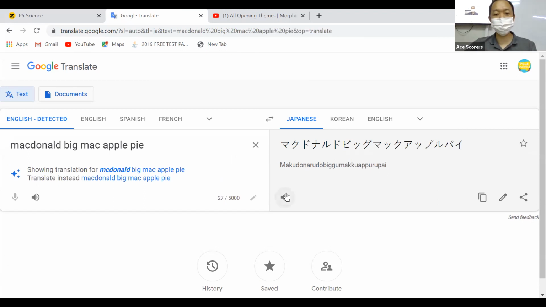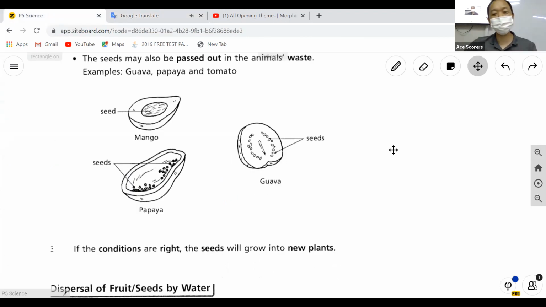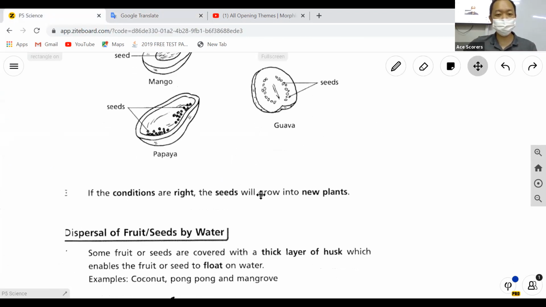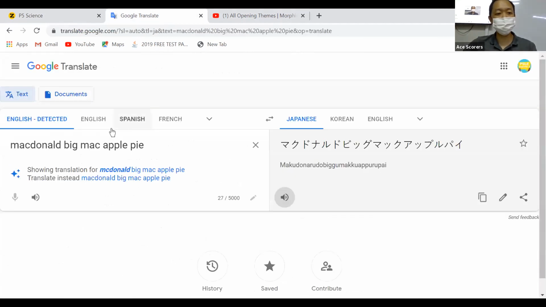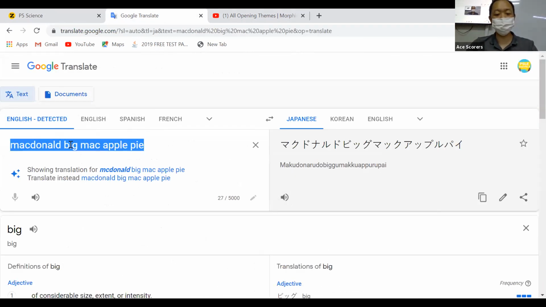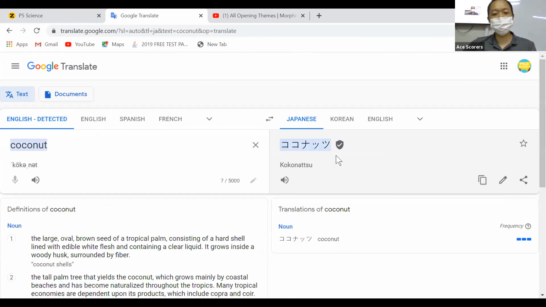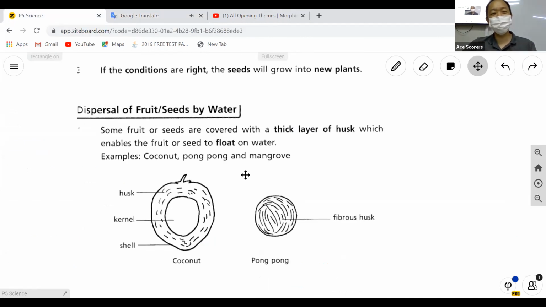Right, this is the full phrase, right? McDonald's Big Mac Apple Pie. Yeah, this one is not right. Oh my goodness. All right. So how about water? It's coconut. All right. Is it coconut? Coconut. Oh, mine also ended with that. Good. All right.